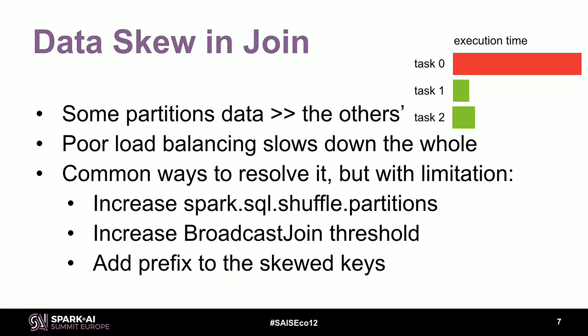Increase shuffle partitions. This will not work when most rows share one same key, because they will still be in a single partition. Increase the broadcast threshold. This can bring more network overhead. Add a prefix to the skewed keys. This requires much manual effort, and this may not work if it's for intermediate tables.